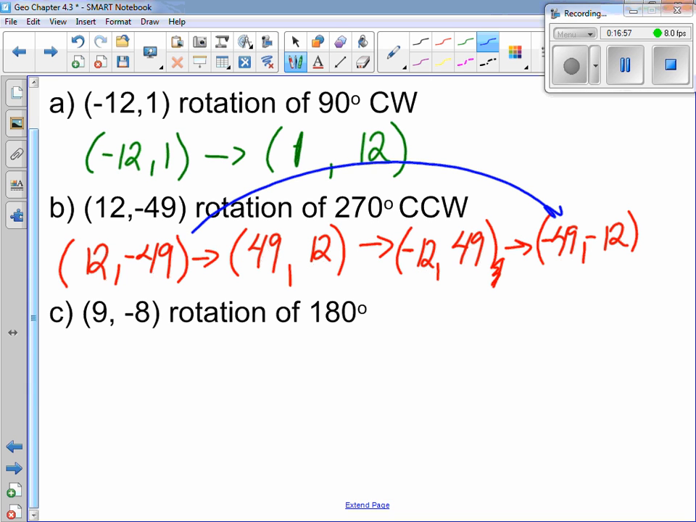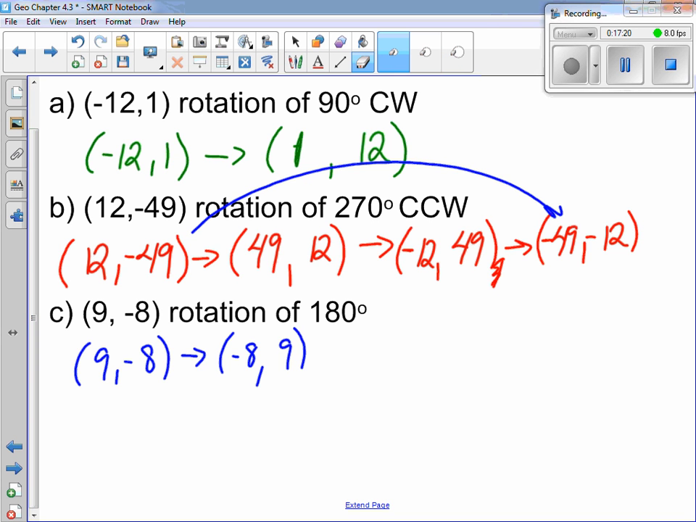Let's look at the last one here. We can go counterclockwise. Counterclockwise would be flipping it and making the first negative. So if I flip it, I get negative 8, 9. But since the first term is already negative, a negative and a negative would give me a positive. So it would just be 8, 9.